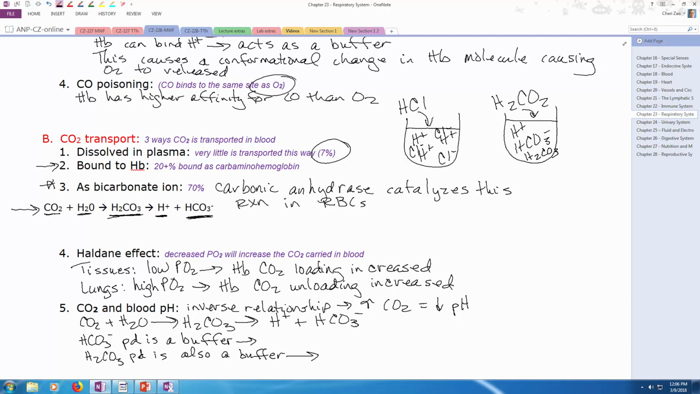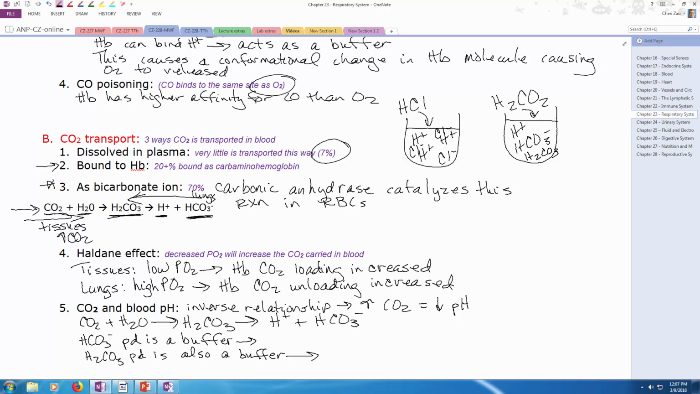What's important too is that when we are at the tissues, that's where our CO2 is the highest, correct? And so this reaction is driven in this direction. When we get to the lungs, the reaction is driven in the opposite direction. We want to do that because at the lungs, we want carbon dioxide to be released. And so this reaction goes both ways, and carbonic anhydrase can help move it.